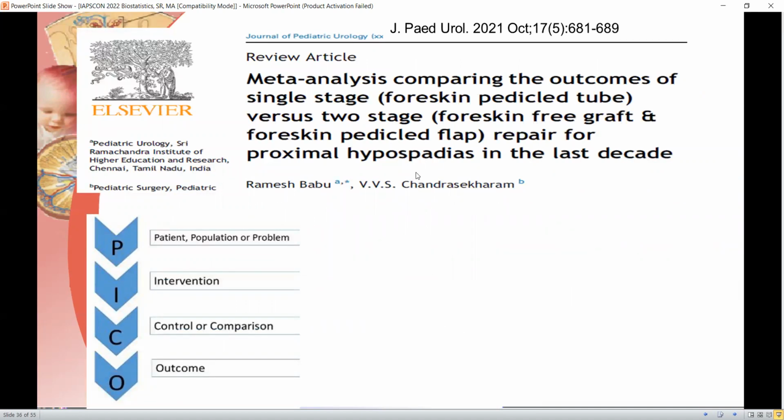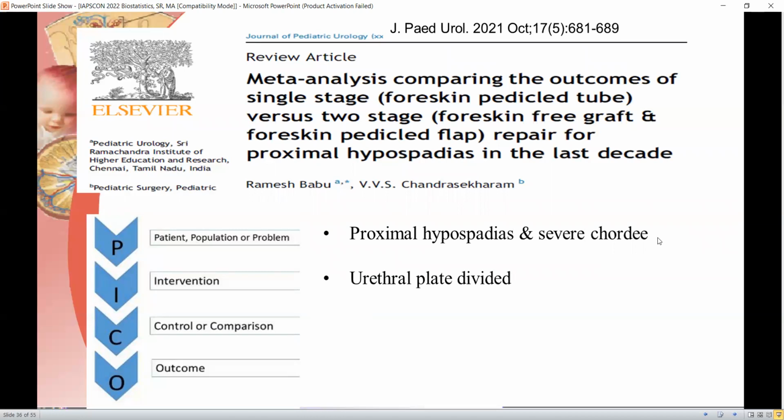So we compared proximal hypospadias. This is another meta-analysis which we published in the year 2021. So what is our population? A population of proximal hypospadias with severe chordee. So we defined what they are. Then what is the intervention? We divide the urethral plate, and then what they did, whether they did a single stage or two stage. And then what was the outcome? Complications.